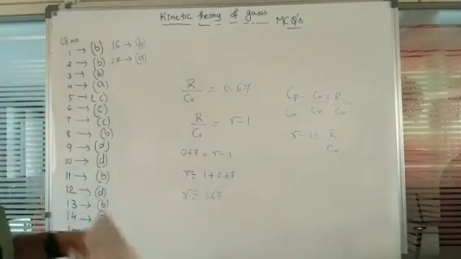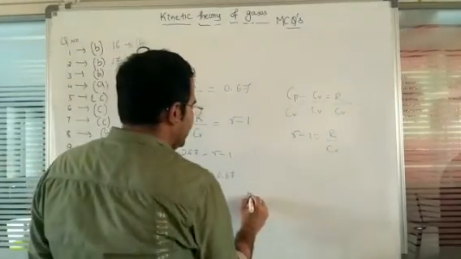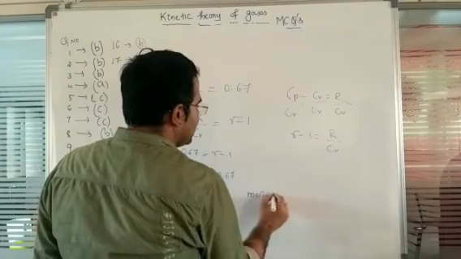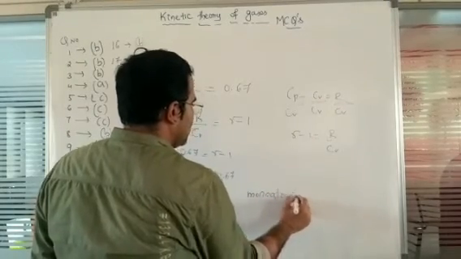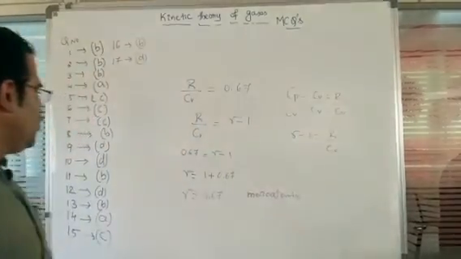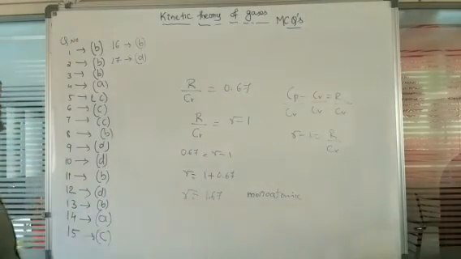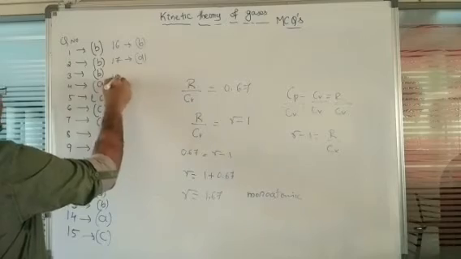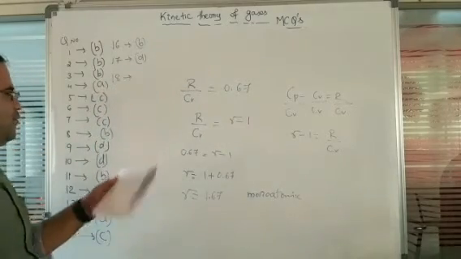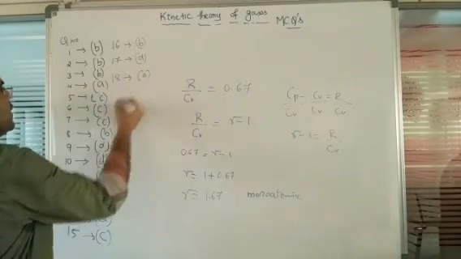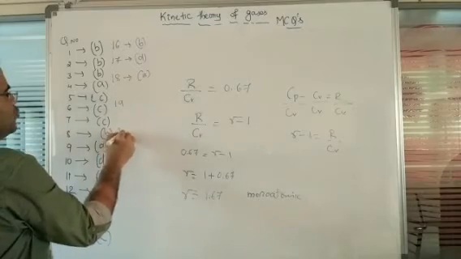Now, this value always corresponds to a monoatomic gas. So for a monoatomic gas, we have the value gamma is equal to 1.67. So according to question number 18, the option is the first one, option A.